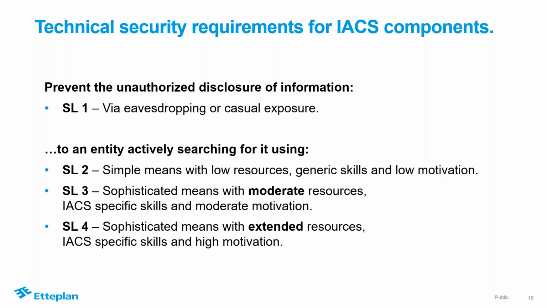And from level 2 forward, we have an active attacker who is trying to break into the systems. On level 2, they have just low resources and generic skills, and this could well be an automated attack. On level 3, they know about these industrial automation systems. And on level 4, they have extended resources and knowledge and motivation.